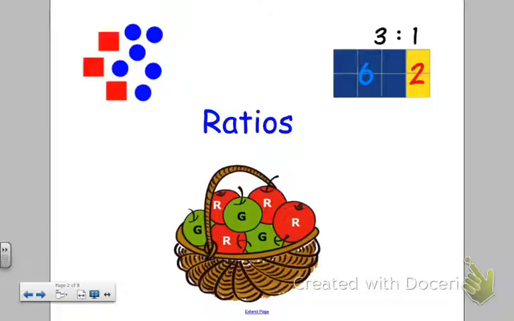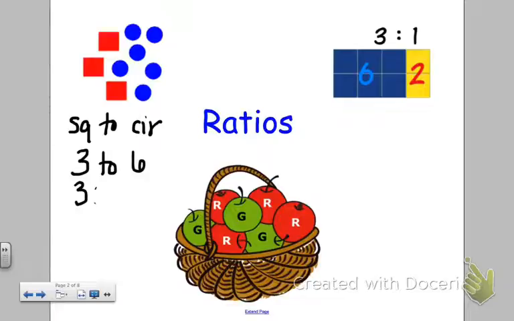So, for example, if you look on the top left, you can see that we could compare maybe the squares to the blue circles. So that would be a ratio of 3 to 6. You could also write it as 3:6 this way with a colon, or you can write 3 over 6 this way, so it almost looks like a fraction. But all of these are ratios that compare squares to circles.